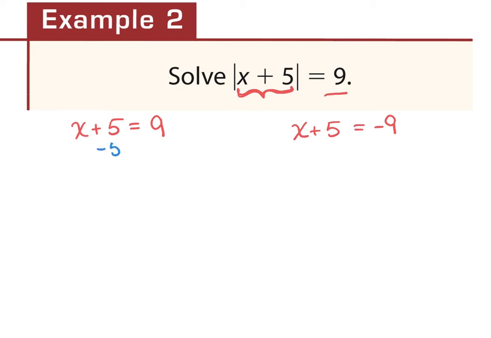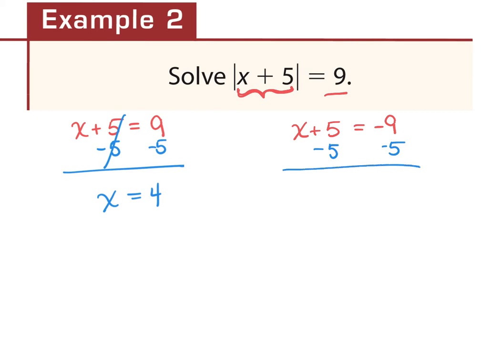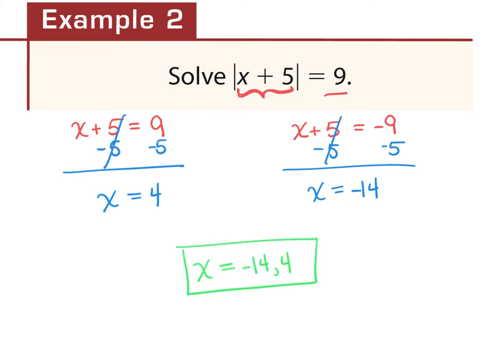I'm going to subtract my 5 over. It's going to cancel. I get x equals 4. I'm going to subtract my 5 over. It's going to cancel here. I will get x equals -14. And so I have two answers. X can either equal -14 or +4. Both of those will work.